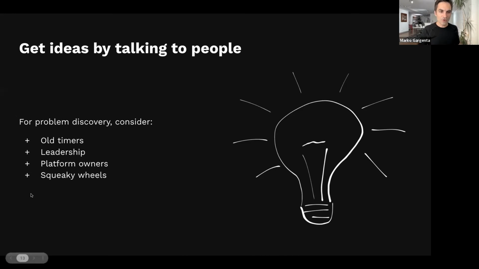And there are also squeaky wheels, so people who like to complain or who care about certain problems. They're also a good source of data. I would again take it with a grain of salt, because they're just that, a squeaky wheel in the equation. Sometimes they have great insights, but don't over count on that or over bias on that.